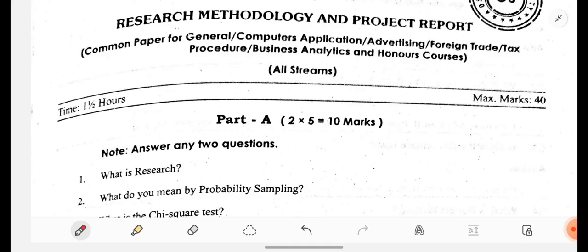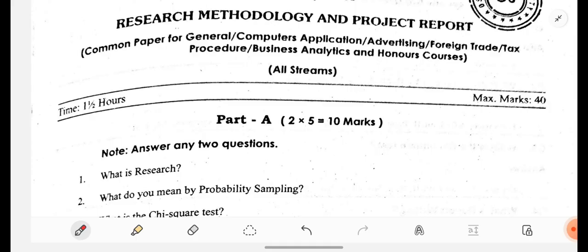By watching this video, you will have complete knowledge about how the questions will be asked in the examination, how you have to present the answers in your answer booklet to score O grade, what the time duration is, and how many sides you have to write for each answer in part A and part B. Each and everything, all your doubts, I am going to clarify regarding the research methodology and project report subject examination. Okay, don't skip the video, watch the video till the end.